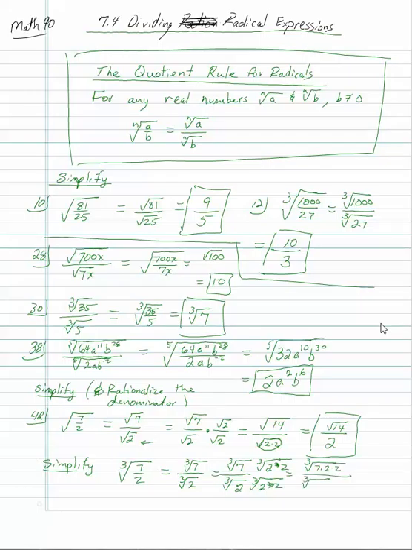Which is cube root of 2 times 2 times 2. So the top is cube root of 2, and on the bottom, 3 2's inside make 1 2 outside. Okay? So that's how you do it.